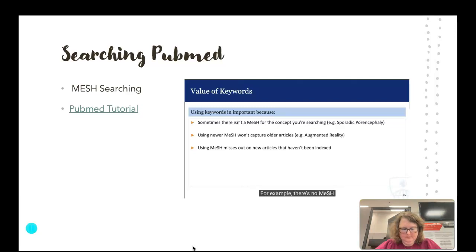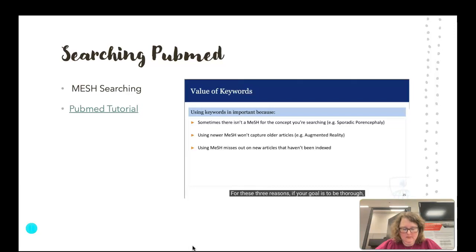For example, there is no MeSH for sporadic porencephaly. Also, new MeSH gets added every year. If you're using one of these newer headings, like augmented reality, which was added to the MeSH database in 2019, you'll miss older articles that were indexed under another heading. Furthermore, it can take several months for MEDLINE to index new articles. If you only search with MeSH, you might miss the most recent literature on your topic.